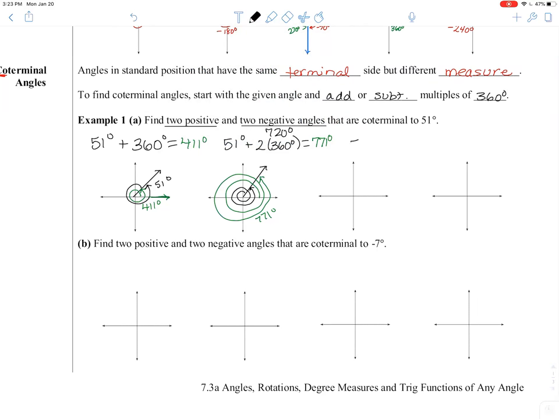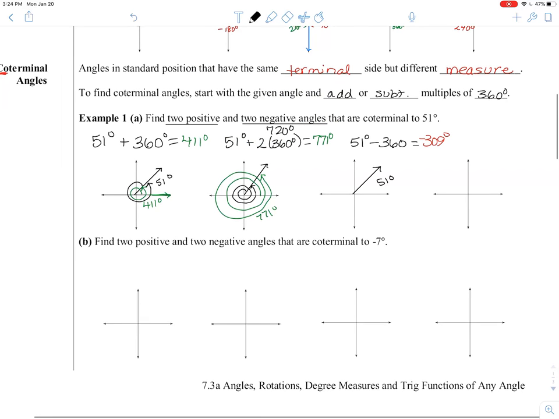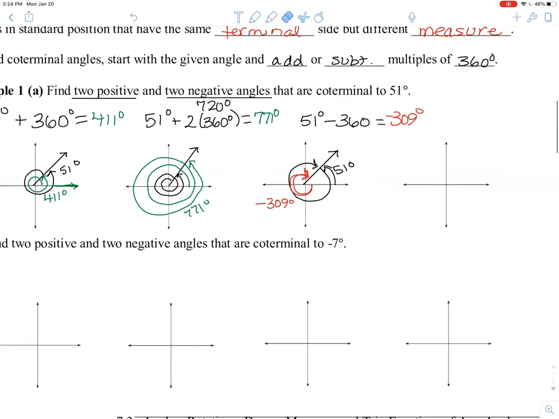Now let's do two negative angles. Same idea here: you're just subtracting multiples of 360. I could subtract 360 one time and I would definitely have a negative angle here. I'll switch to red. That's negative 309 degrees. What does that look like? Grabbing up my black pen here. If I'm starting at 51 degrees and I am rotating backwards in a negative manner 360 degrees, what I'm looking for is this measure in standard position, this red measure here, which would be negative 309 degrees, because negative 309 degrees would be 51 degrees short of a full negative rotation of 360 degrees.